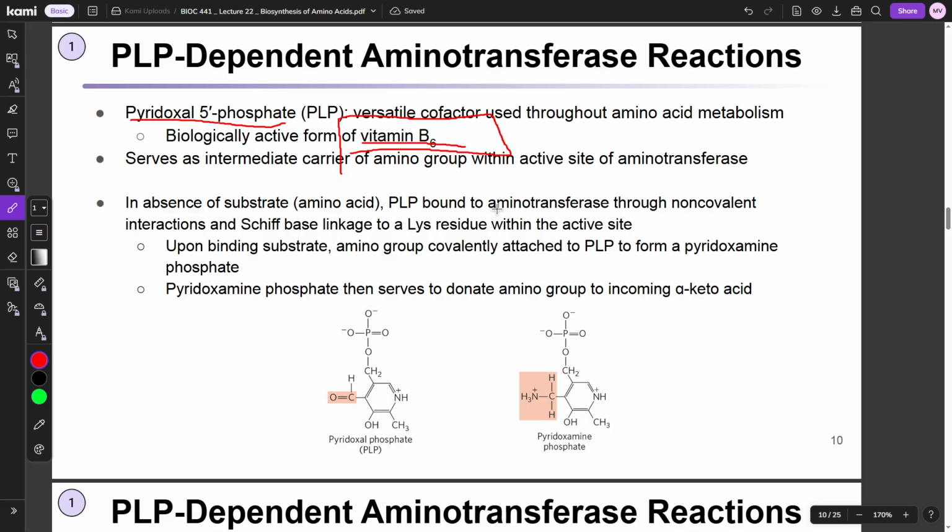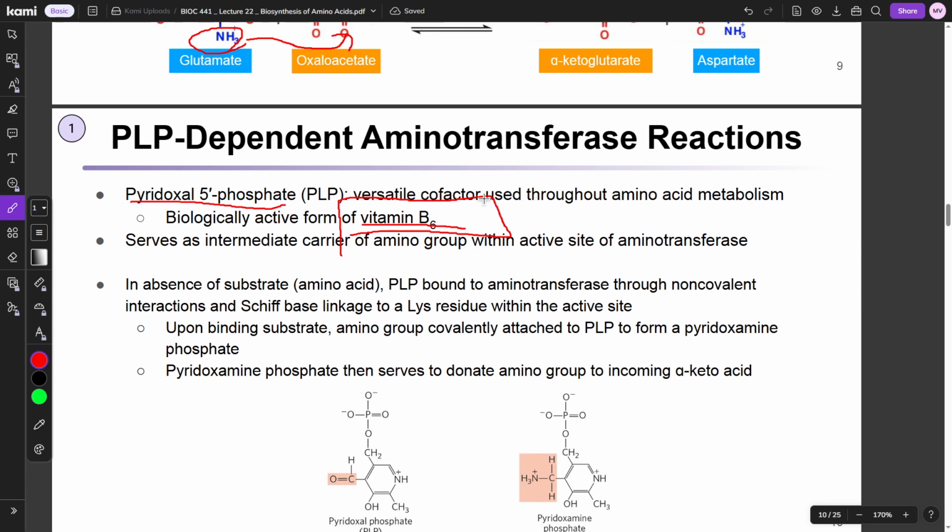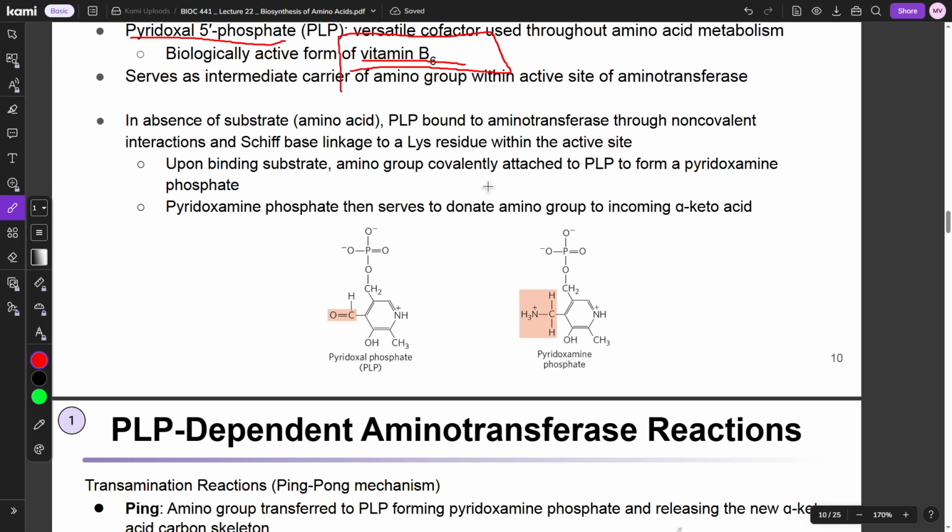So if you have a deficiency in this, you're going to have some issues with amino acid production, as well as other things. But yeah, what you should basically know is PLP. I don't think this is all that important to know.